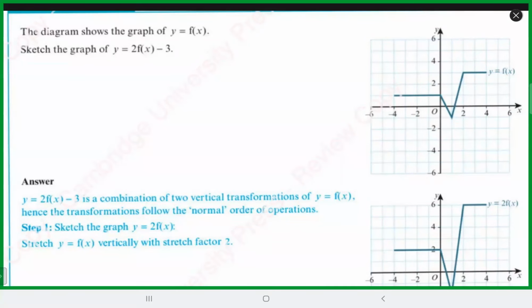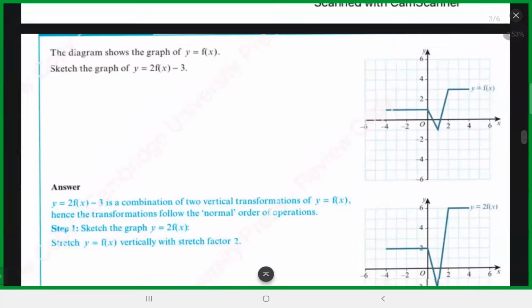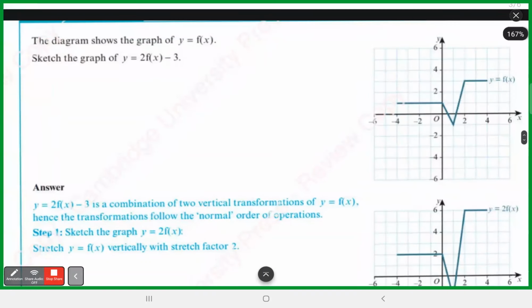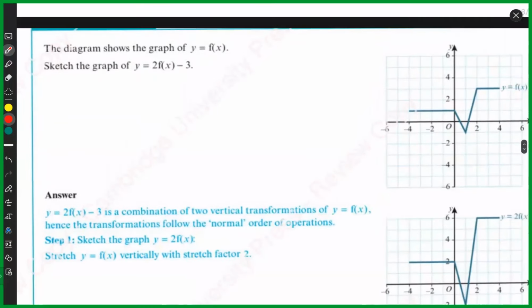Okay. All right. Now this is the question. The diagram shows the graph of y equals f of x. Sketch the graph of y equals 2 f of x minus 3. Now this is something that Munja was talking about yesterday as well. Okay. We have two things here. 2 is being multiplied with the function, and then we have this minus 3.